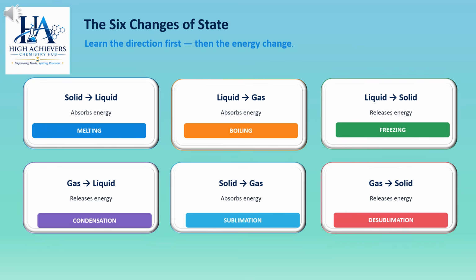Here are the 6 changes of state that we need to remember. Melting is solid to liquid. Boiling is liquid to gas. Freezing is liquid to solid. Condensation is gas to liquid. Sublimation is solid directly to gas. And desublimation, or deposition, is gas directly to solid. A useful way to remember the energy changes is that melting, boiling, and sublimation involve energy being absorbed. Freezing, condensation, and desublimation involve energy being released.